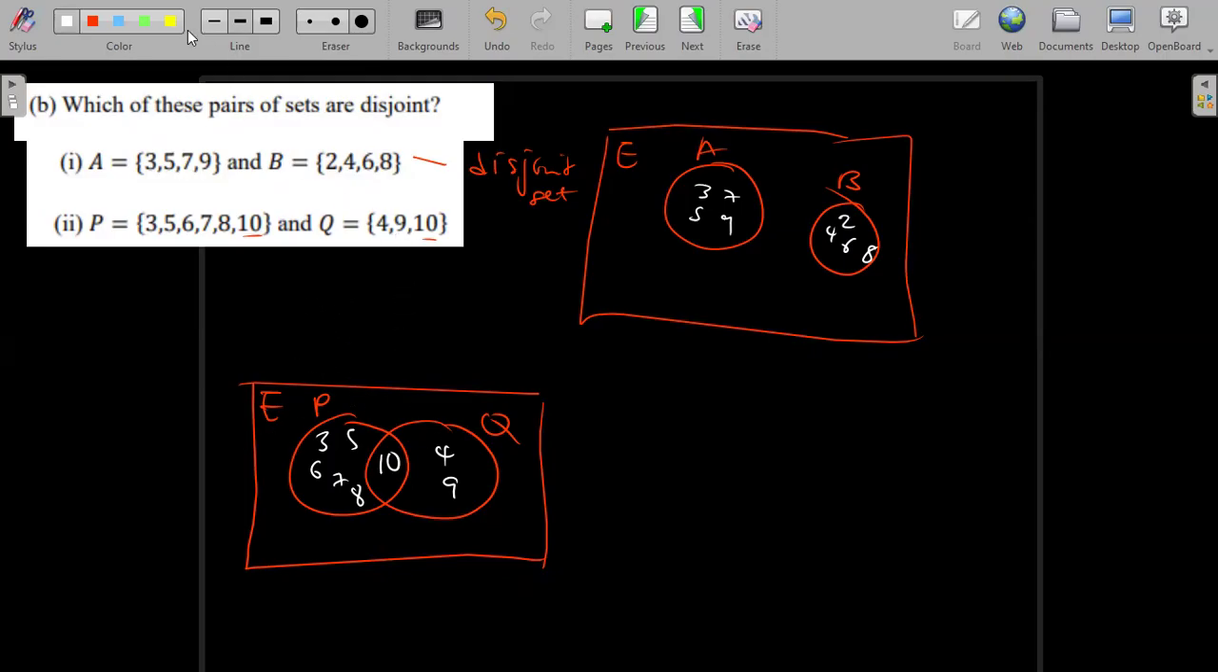So these two sets here are not disjoint. Or you can write that it is joint. It's a joint set. This one is not a disjoint set. Okay, so this is how you show that one. Is everybody clear on this one?